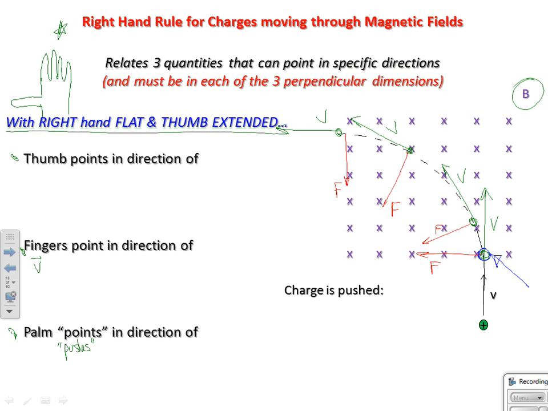You'll notice that your thumb points in the direction of the force. And you'll notice that your palm pushes in the direction of magnetic field. Right? Velocity up, there's your fingers. Force to the left, there's your thumb. B into the page, there's the direction your palm pushes. So that's one way you can make this right-hand rule work.